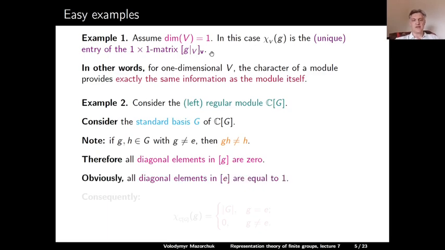Of course, if we consider the identity element, then its action is represented by the identity matrix, and so each diagonal element of this matrix is 1. Consequently, the character of the regular representation of G is the following function. The value of this character at the identity element is the cardinality of G. This is the dimension of CG. And the value of this function at any non-identity element of the group is 0.